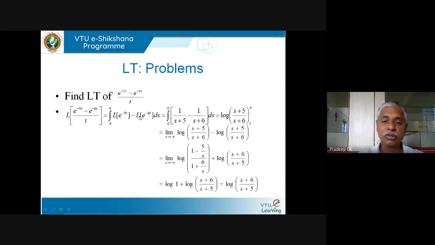After this, how to evaluate this? Laplace of e power minus 5t is also what we learned in this semester. It is 1 by s plus 5. And similarly 1 by s plus 6. They are the easy part. The difficult parts seem to be what you have not learned in your PUC and your first year BE.